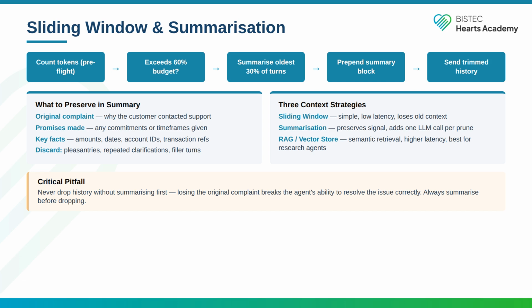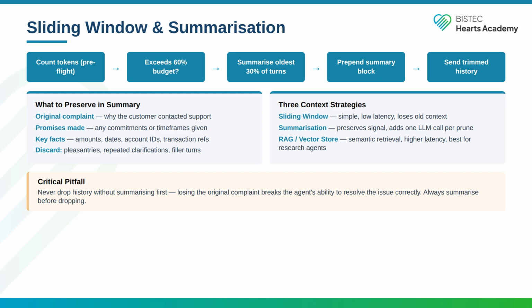Comparing the 3 strategies, a plain sliding window is simple and low latency, but it loses signal from early turns. Summarization preserves the most important context at the cost of 1 extra LLM call per prune event. RAG-based approaches, using a vector store, enable semantic retrieval across long histories, but add meaningful latency and are generally overkill for a support agent. Summarization is the right choice for Sail-on-Pay.